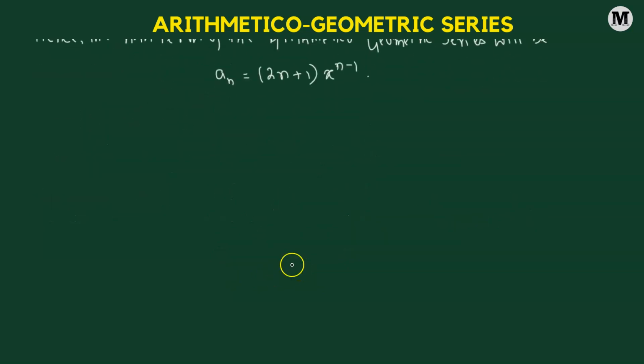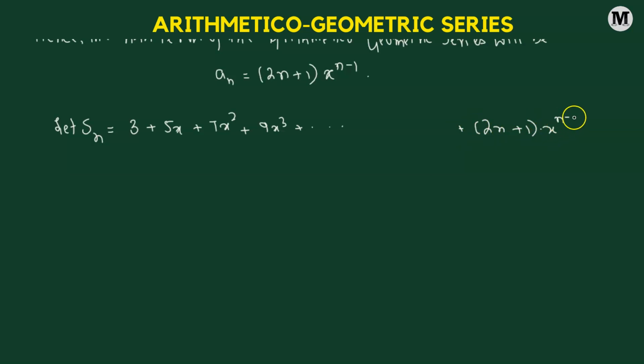Now we can represent the sum as, let Sn be the sum that represents 3 plus 5x plus 7x squared plus 9x cubed all the way up to the nth term. So the nth term is given by 2n plus 1 multiplied by x raised to the power of n minus 1. We're also going to consider the second last term.